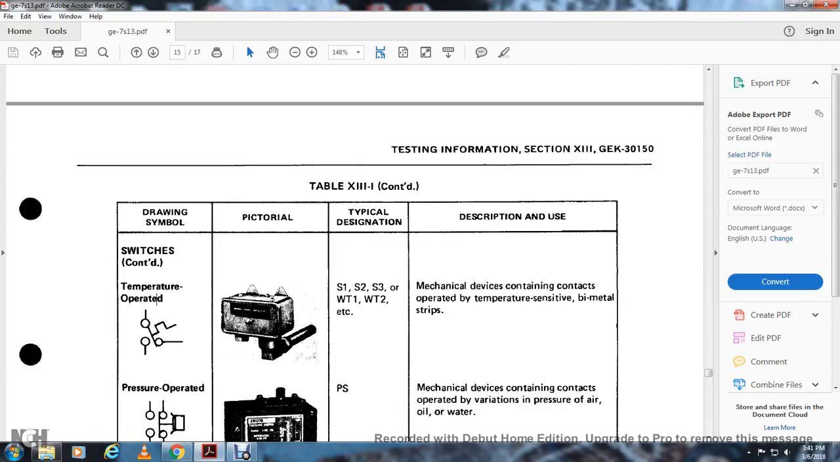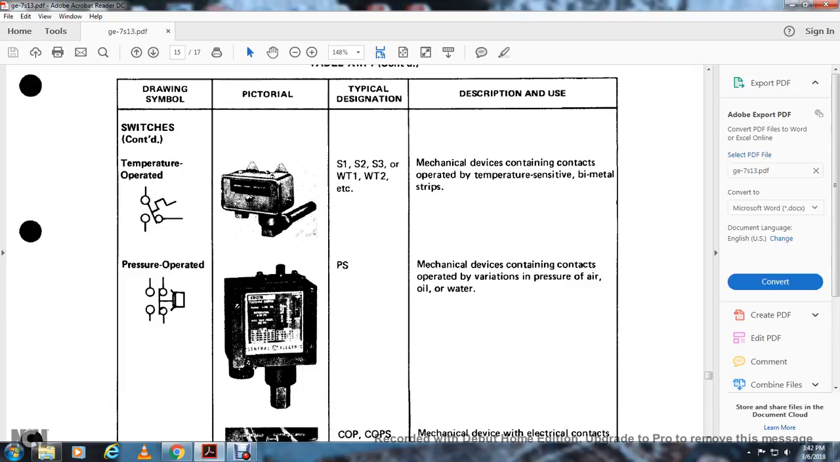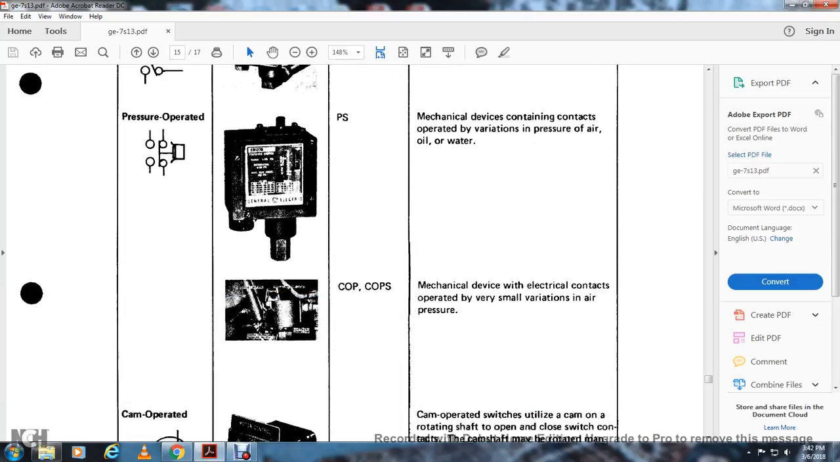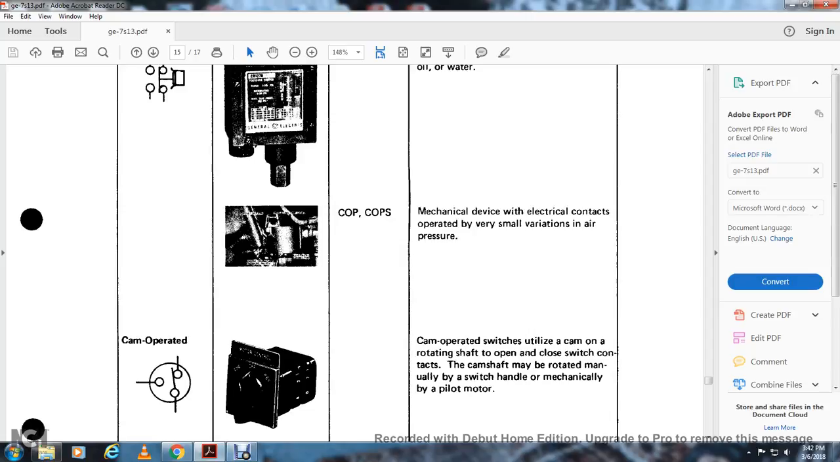All right, switches continued. You have temperature operated, with a square block and a contact. Your typical designations are S1, S2, S3, T1, T2. It is a mechanical device containing contacts operated by temperature sensitive bimetal strips. Pressure operated has a button figure, designation PS. It is a mechanical device operating contacts by variation in pressure of air, oil, or water. You have your vacuum switches, mechanical devices with electrical contacts operated by very small variations in air pressure.